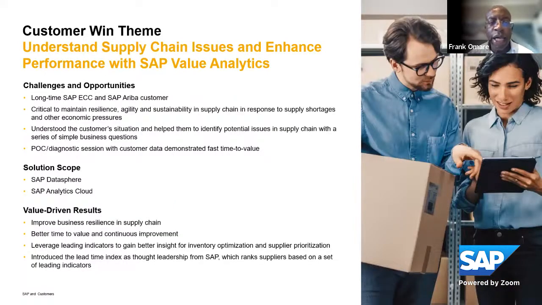Third one is more supply chain related. So this was working with a telecoms company in North America, and they were having issues in terms of supply shortages. And also they had performance issues around some of their suppliers, and they couldn't prioritize the right type of suppliers for the right type of situations. So what we did was we ran a POC, a proof of concept. We got some data from the customer, and within one day, we're able to demonstrate value.